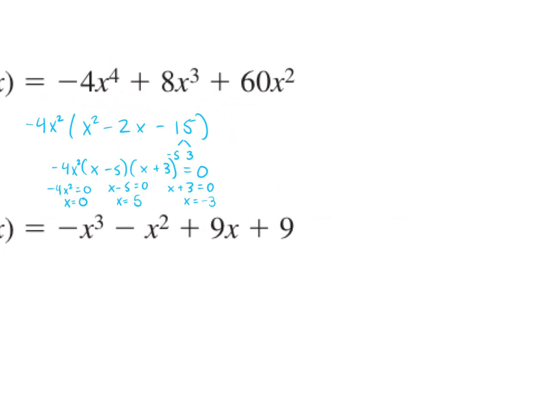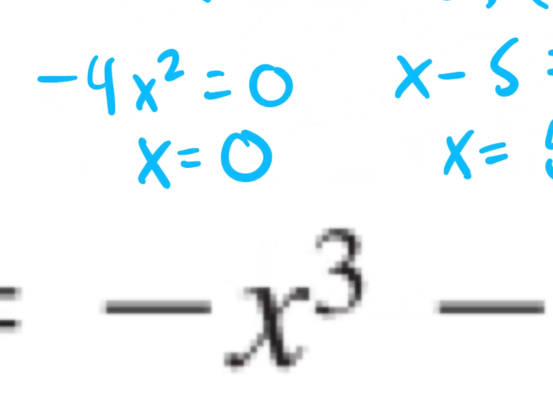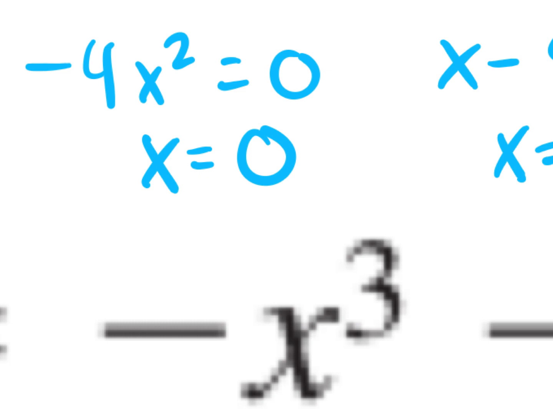So I can put those points on my graph. I'm going to have a point at negative 3, positive 5, and 0. Now I need to talk about my multiplicity. I need to know what I'm doing at each one of these points. So looking at 0, what's my multiplicity here?